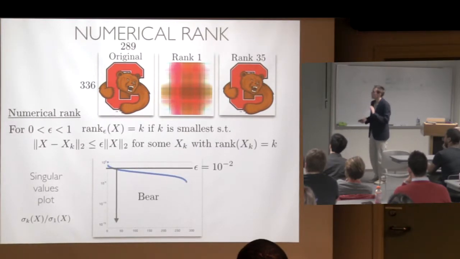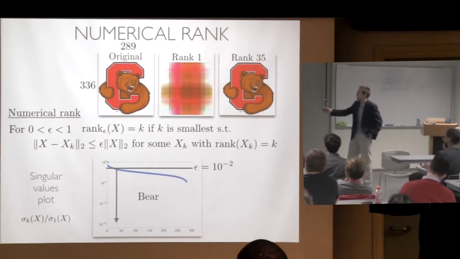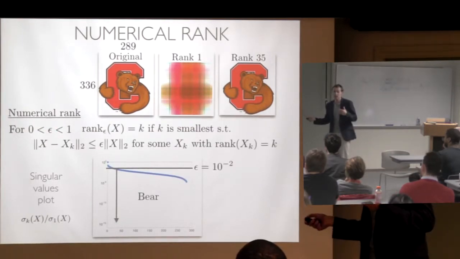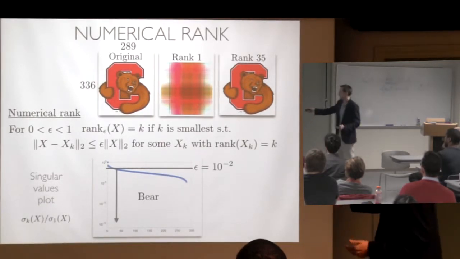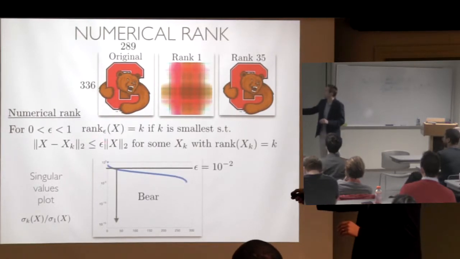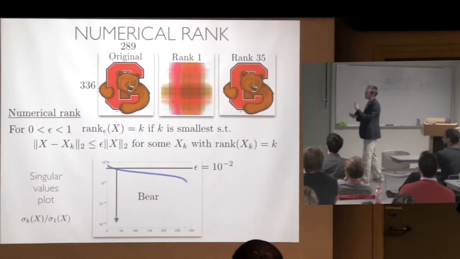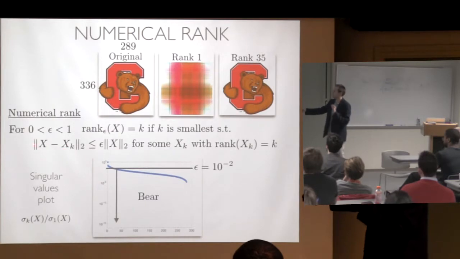Okay. The actual definition of numerical rank is I give you an epsilon. For me, I'm thinking epsilon is 15 digits or 16 digits. So 10 to the minus 15. In an image case, I chose 10 to the minus 2 here. And the epsilon rank of a matrix is just the smallest number that I can get away with, which means that I can approximate X by a rank k matrix and only give up an error of epsilon.